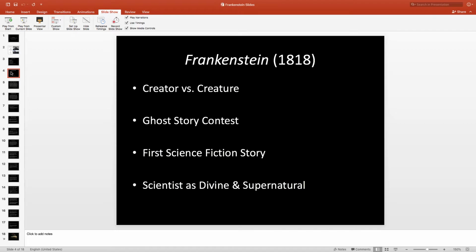Some call this the first science fiction story because of the elements it shares with the Gothic as well as science fiction. And it raises questions about the role of the scientist as a divine creator and the presence of the supernatural connected to the scientist.